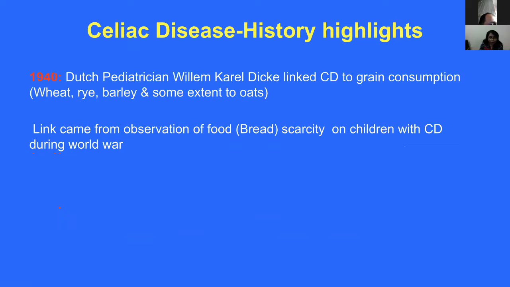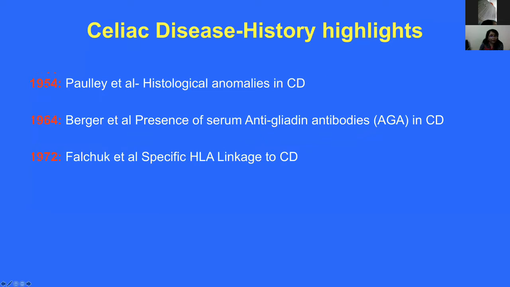In 1940, the main work was done by a Dutch pediatrician, and this is how he came to know about this disease. During the World War, there was a scarcity of bread, which was not available to the patients in the diarrhea ward. One of the mothers of a patient pointed out that the patients who were not getting food in the form of bread somehow improved in their diarrhea. And once the war was over, when the bread was reintroduced, they had symptoms again. This observation was picked up by the Dutch pediatrician, and he linked the disease to grain consumption.